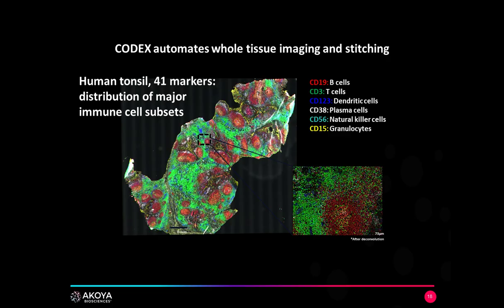So here we can see CODEX automation used for stitching all of our images together for a complete 41 marker image of a 1 centimeter squared human tonsil tissue. And of course, in this particular image, we're only showing 6 markers because visualizing 41 at the same time would be rather challenging.